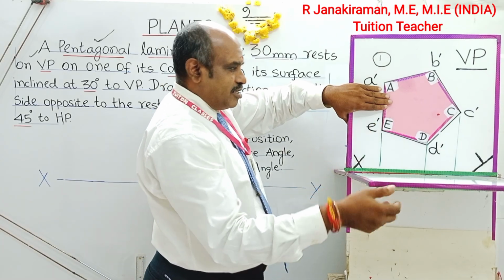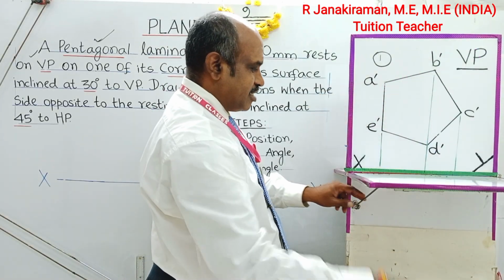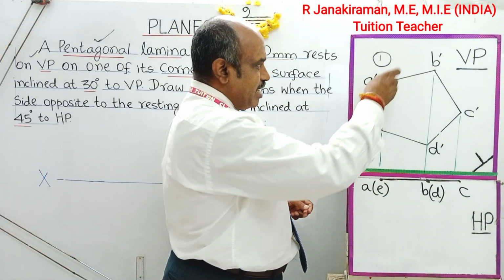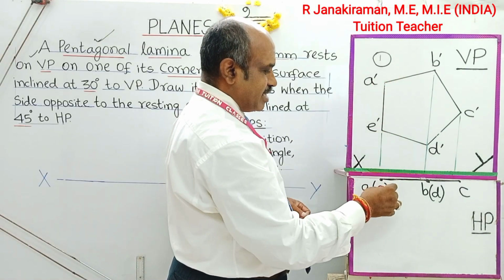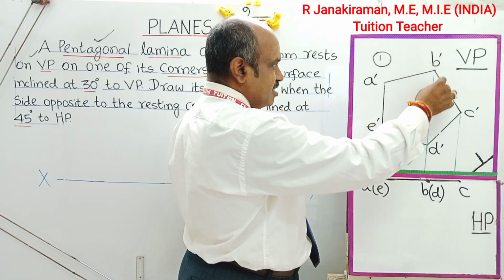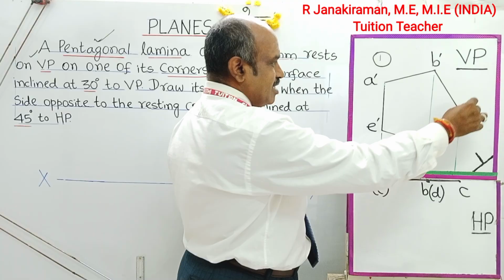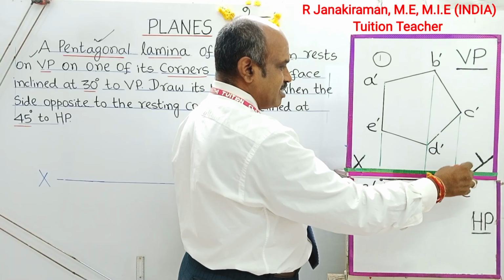That I show in this video. This A is the projected point. The hidden point merged with A will be E, put in bracket. Similarly, B is projected on the XY line itself. It's marked as B, and the bracket will be D. Similarly, C is projected on the XY line and is marked as C.